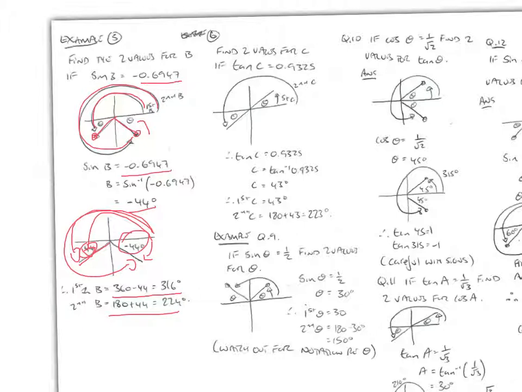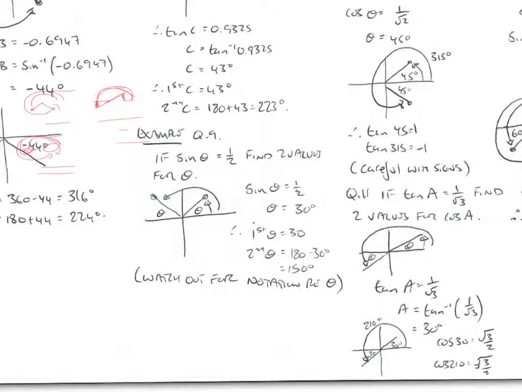Sixth example, find two values for C if tan C equals 0.9325. Okay, so it's positive tan, so it's this angle and this angle. So it's our first C and our second C. Our tan C is equal to that value, so C is 43 degrees, that's our first one. And if that's 43, this is 43 here. So our second one must be 180 plus 43, 223 degrees.